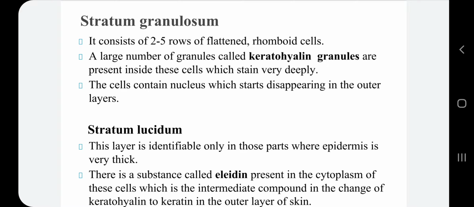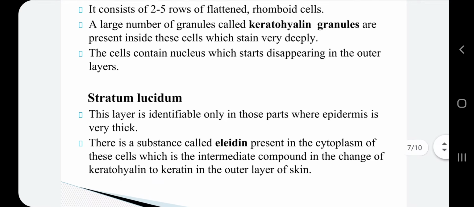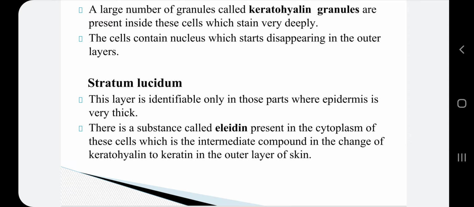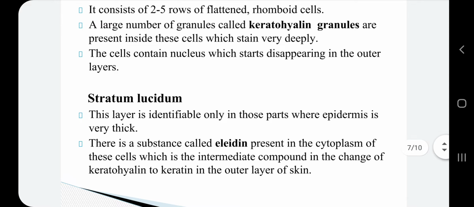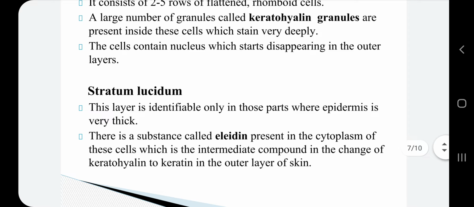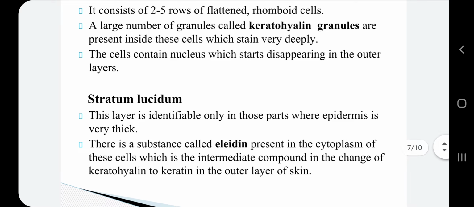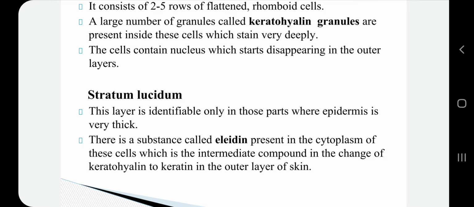So this is the third layer from below, and above it there is Stratum Lucidum. Now this Stratum Lucidum is identifiable only in those parts where epidermis is very thick, and the cells of this layer contain a substance called eleidin. Now eleidin is an intermediate substance when this keratohyalin of Stratum Granulosum changes into keratin. So the intermediate substance called eleidin is formed, which is present in the cells present in Stratum Lucidum.